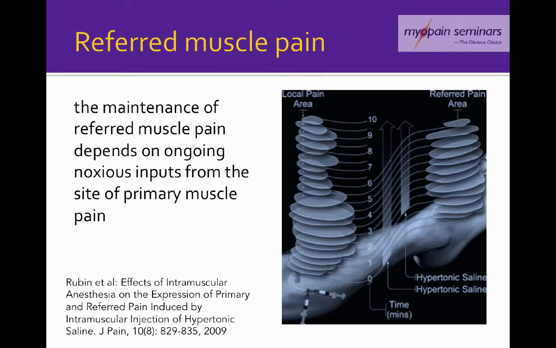And the studies by Rubin from Australia also showed that the maintenance of referred muscle pain, which as you know is a feature of central sensitization, depends on ongoing noxious inputs from the site of primary muscle pain.